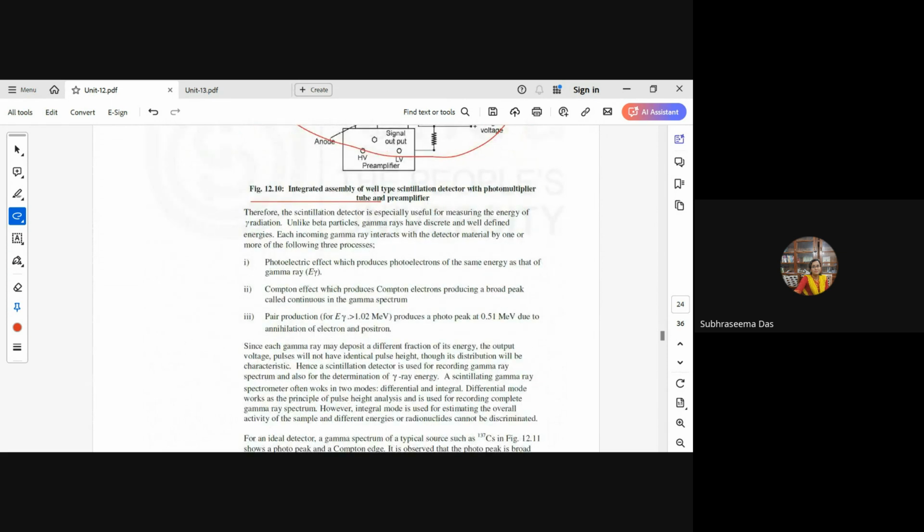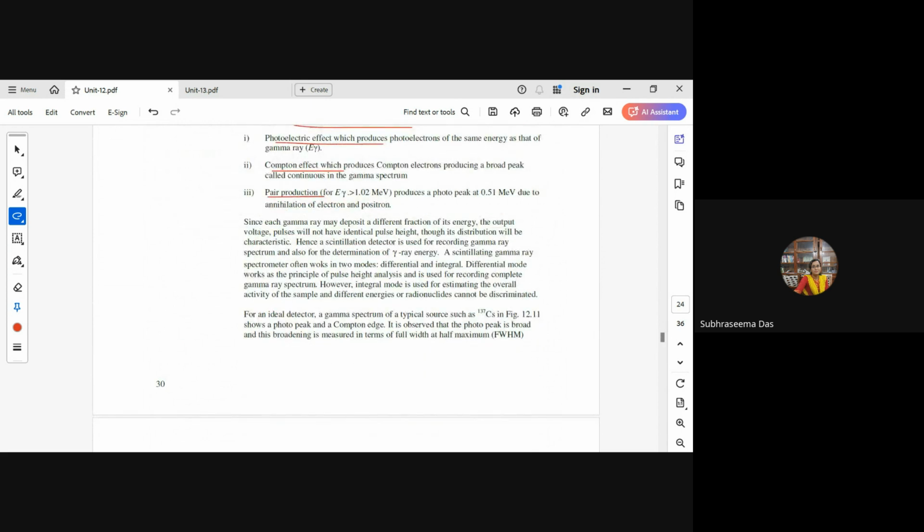The scintillation detector is particularly useful for measuring the energy of gamma radiation. Unlike beta particles, gamma rays have discrete and well-defined energies. Each incoming gamma ray interacts with the detector by one of the following processes: the photoelectric effect, the Compton effect, or pair production. By these methods, the gamma radiation interacts with the scintillating detector.